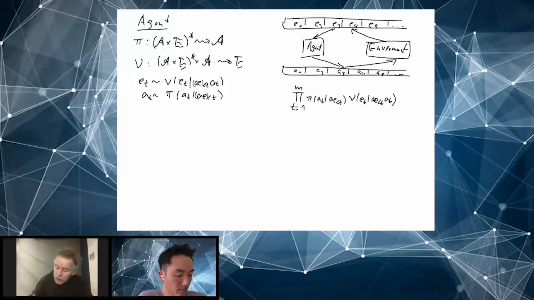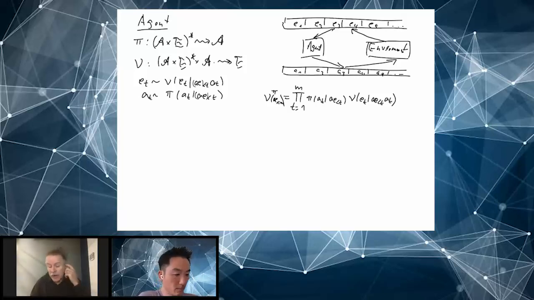So this is a joint distribution which generates the action perception sequence up to M, which we denote by nu pi. So that's the probability of this action perception sequence AE_1 to M if agent pi interacts with environment nu.